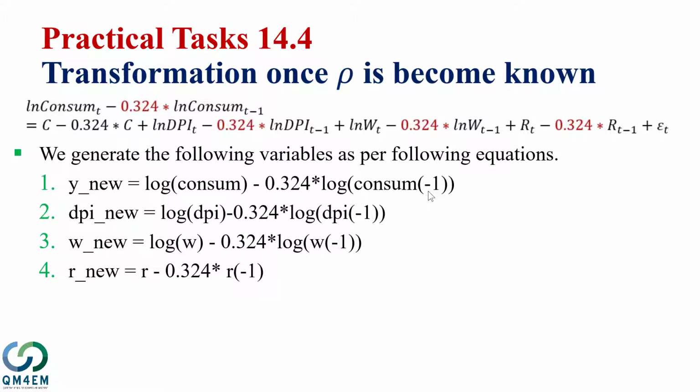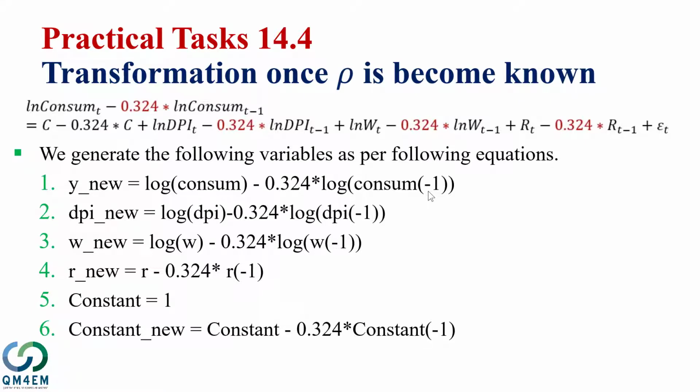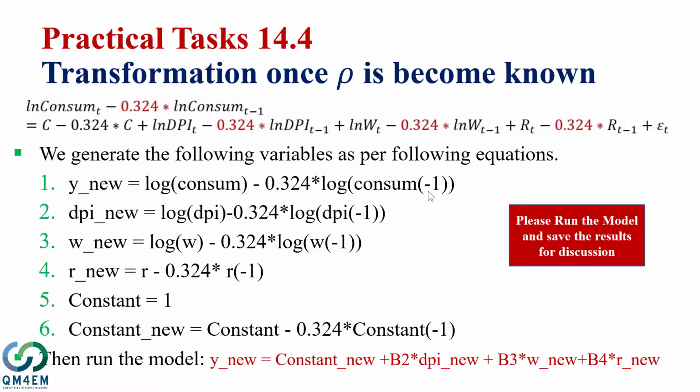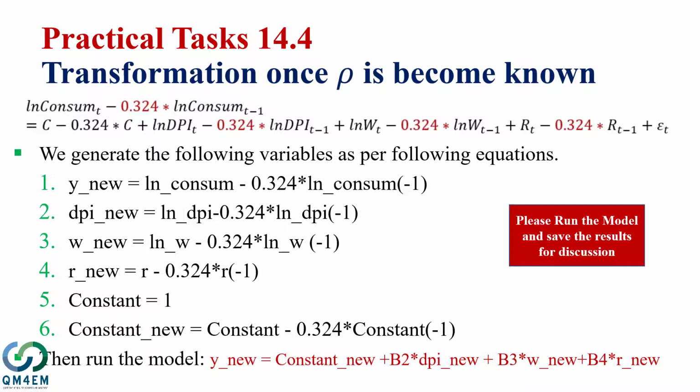We also need the new constant term. So we first create the constant equal to 1, and then we create constant_new, where constant minus 0.324 into constant first lag gives us constant_new. Then we run this model: y_new regressed on constant_new plus beta 2 times dpi_new plus beta 3 into wealth_new plus beta 4 into R_new. This is the new model which we have to estimate. So I request you to pause this video, run this model, and save the result for discussion.